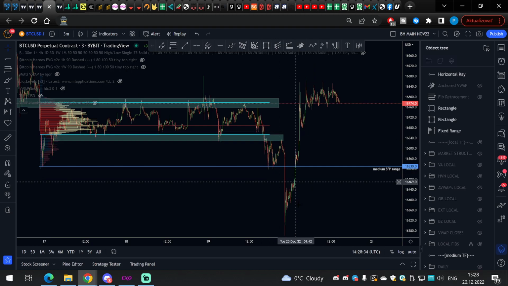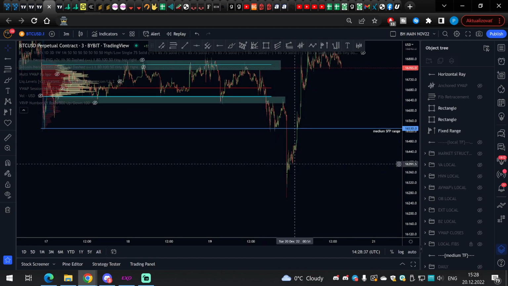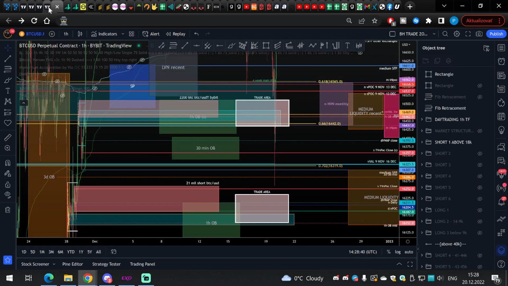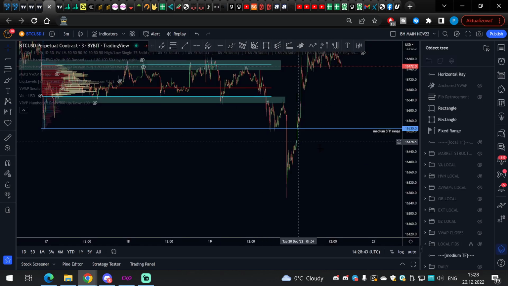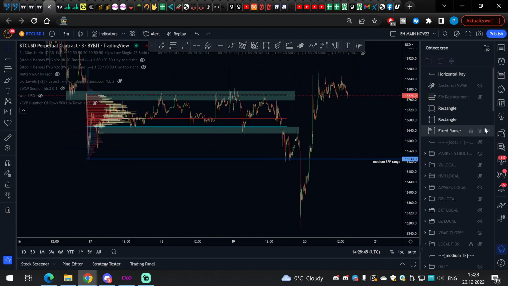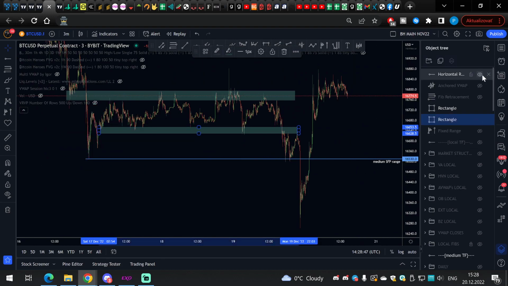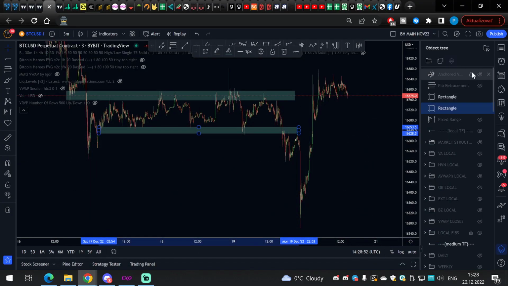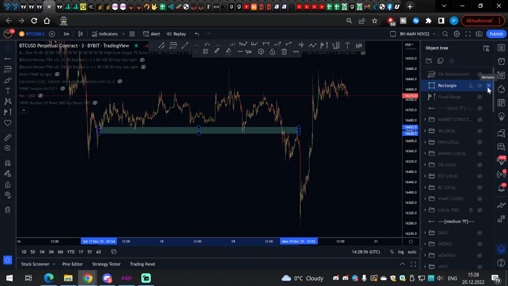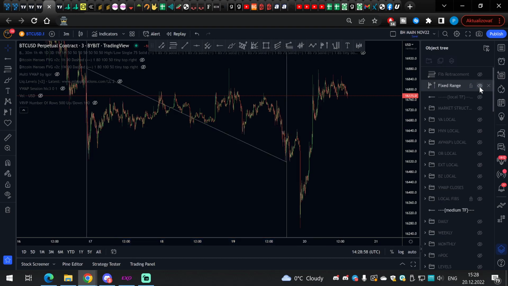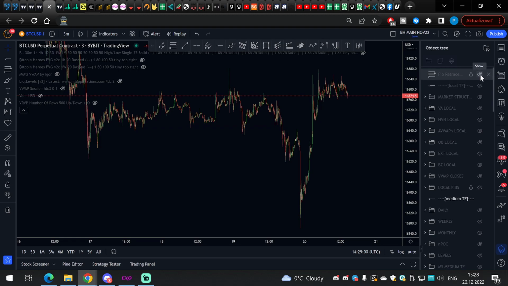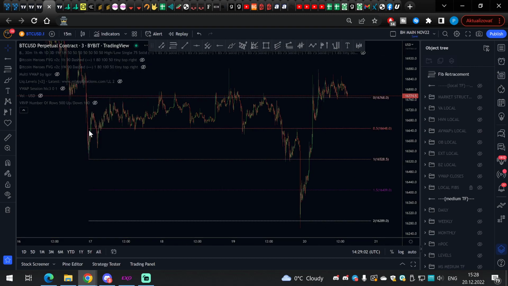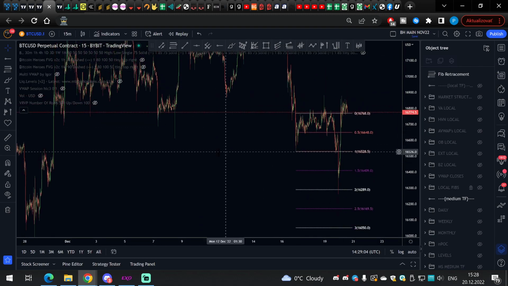Let's have a look technically why we saw such a big bounce, why it was a very important area. So let me show you everything. You see, I use this chart where I have a lot of things at once, but the most important things we need to see. So let's turn off these things. I can actually delete them. This one we can delete. Okay, fixed range gone.